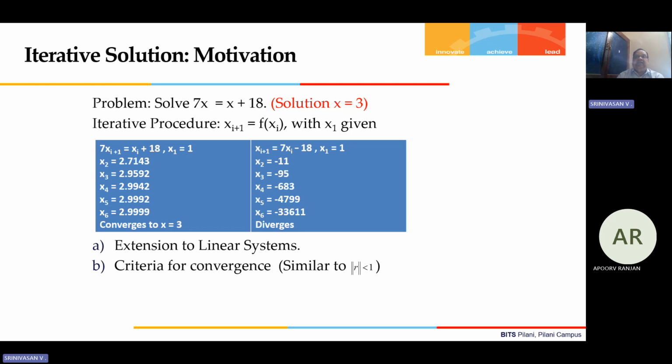So, extension to linear systems. So here we just have one equation, a linear equation. It can be extended to linear systems, not in this way that we do it, but we solve Ax equal to B.